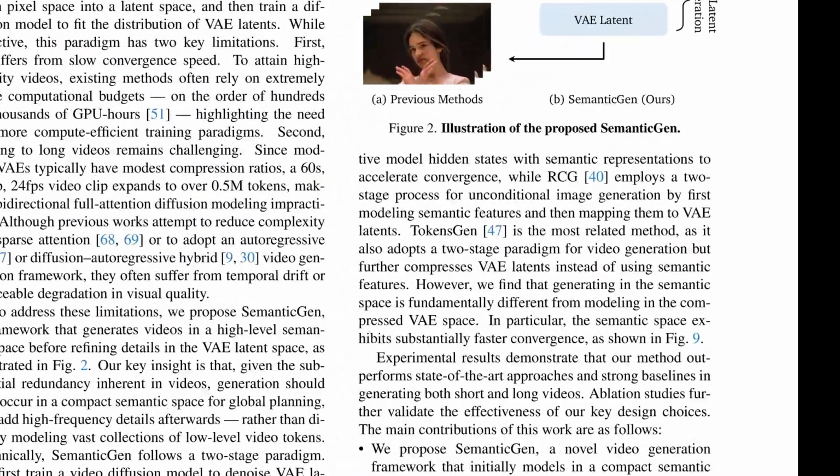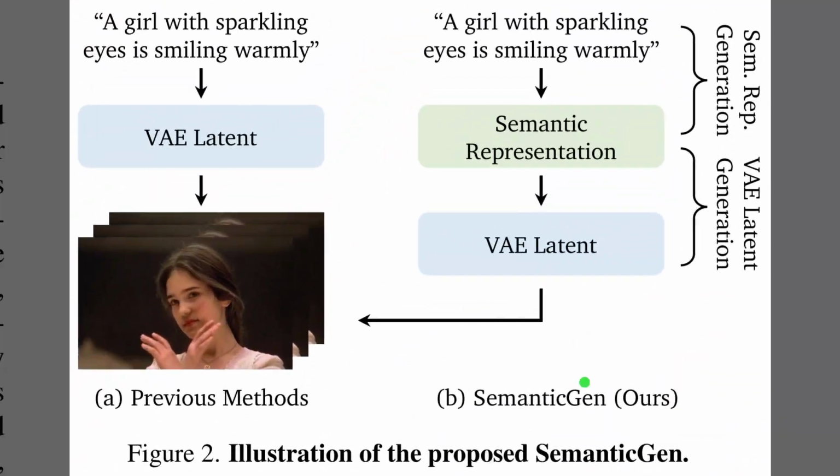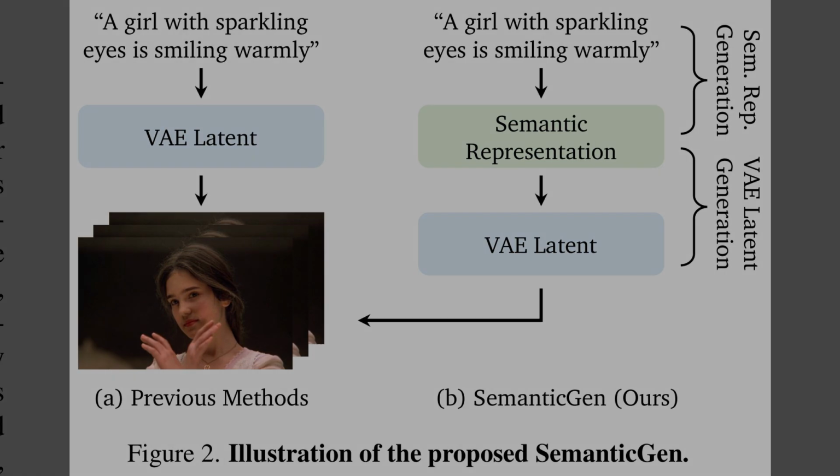Figure 2 explains why the method can scale, because it separates high-level planning from low-level detail synthesis. The left side shows previous methods that go straight from text to VE latent tokens, then decode into video frames. The right side shows SemanticGen, where the text first becomes a semantic representation, meaning a compact description of what is in the scene and how it evolves, and only then becomes V-latents for final rendering.